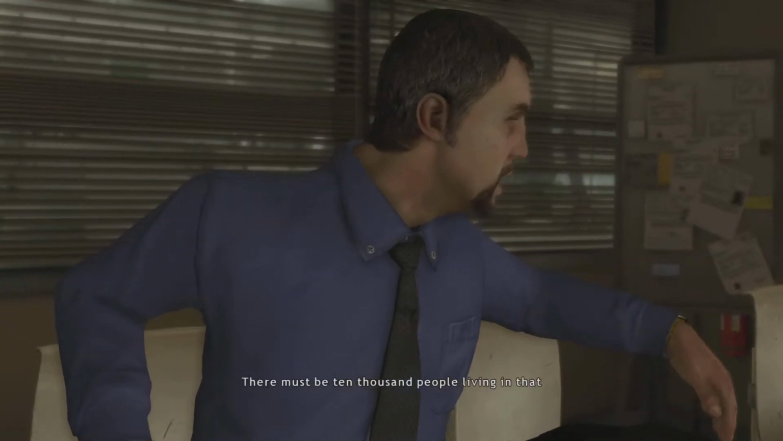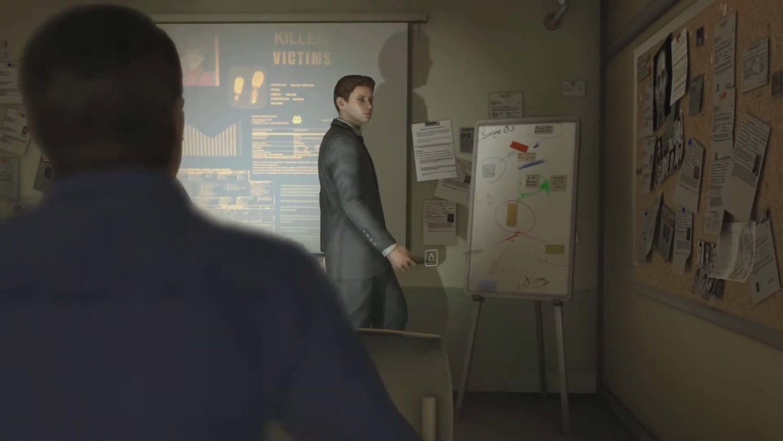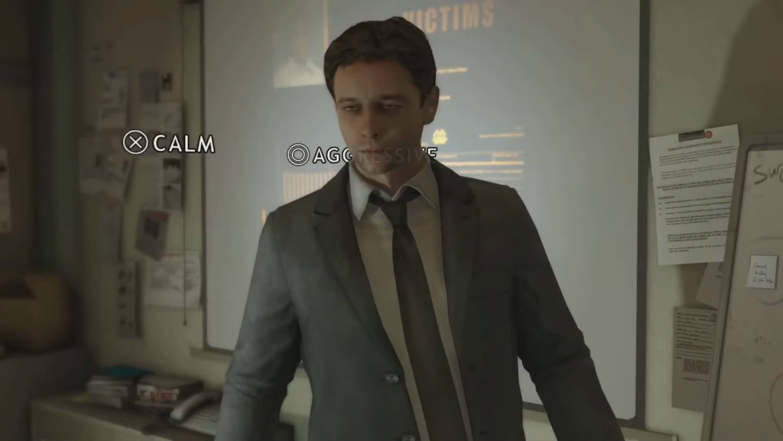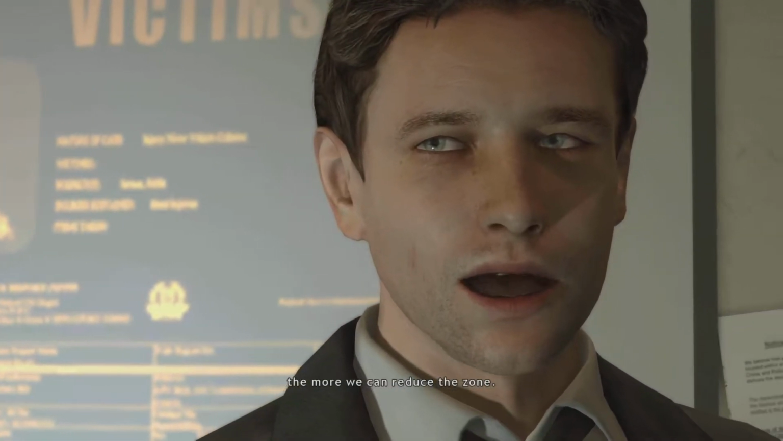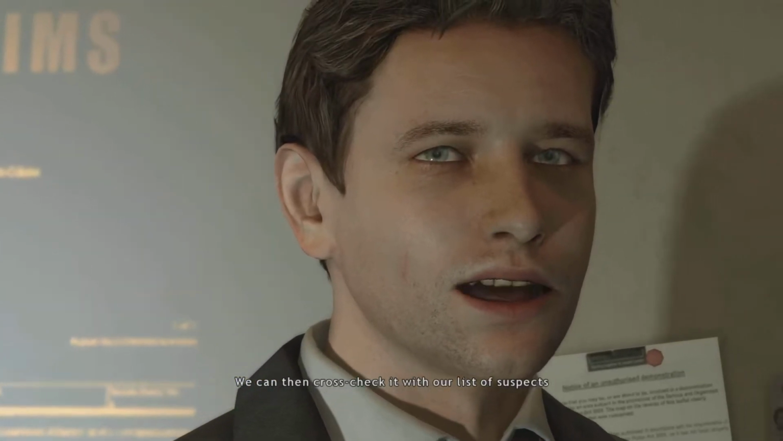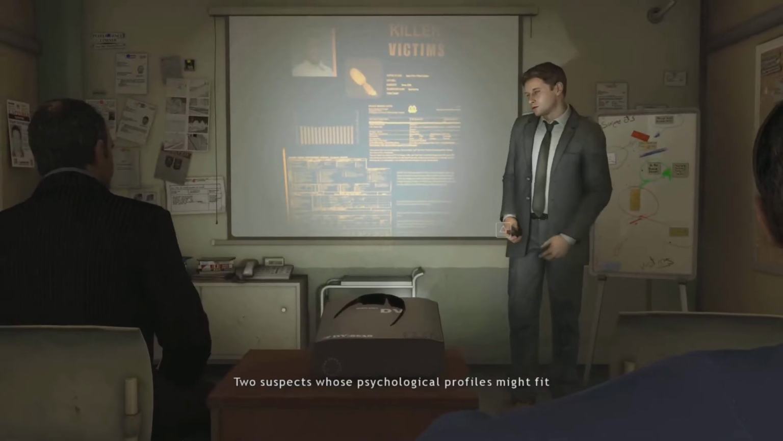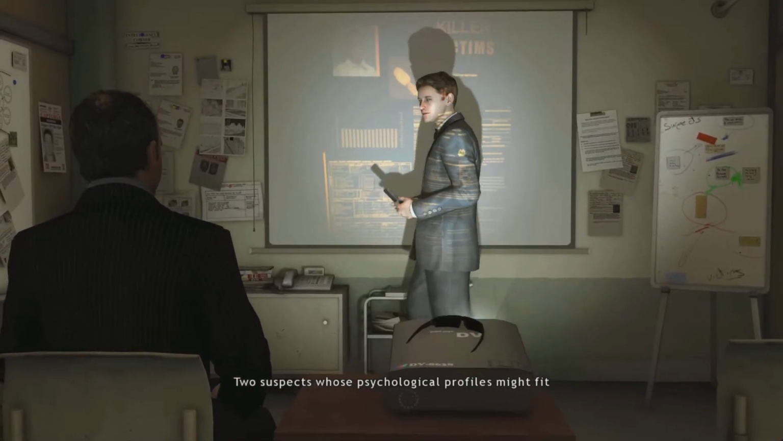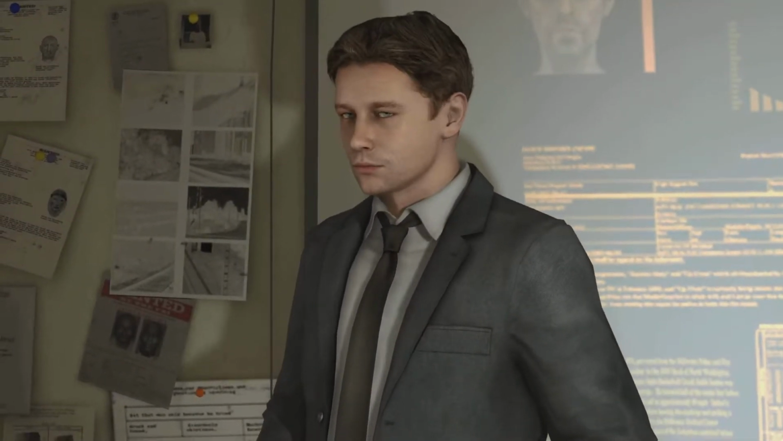Oh, great. Must be 10,000 people live in that sort of area. You gonna question them one by one? The more clues we get, the more we can reduce the zone. We can then cross-check it with our list of suspects and identify the killer. So what's next? There are two suspects whose psychological profile might fit and can be connected to the comfort zone. I'd like to question them.